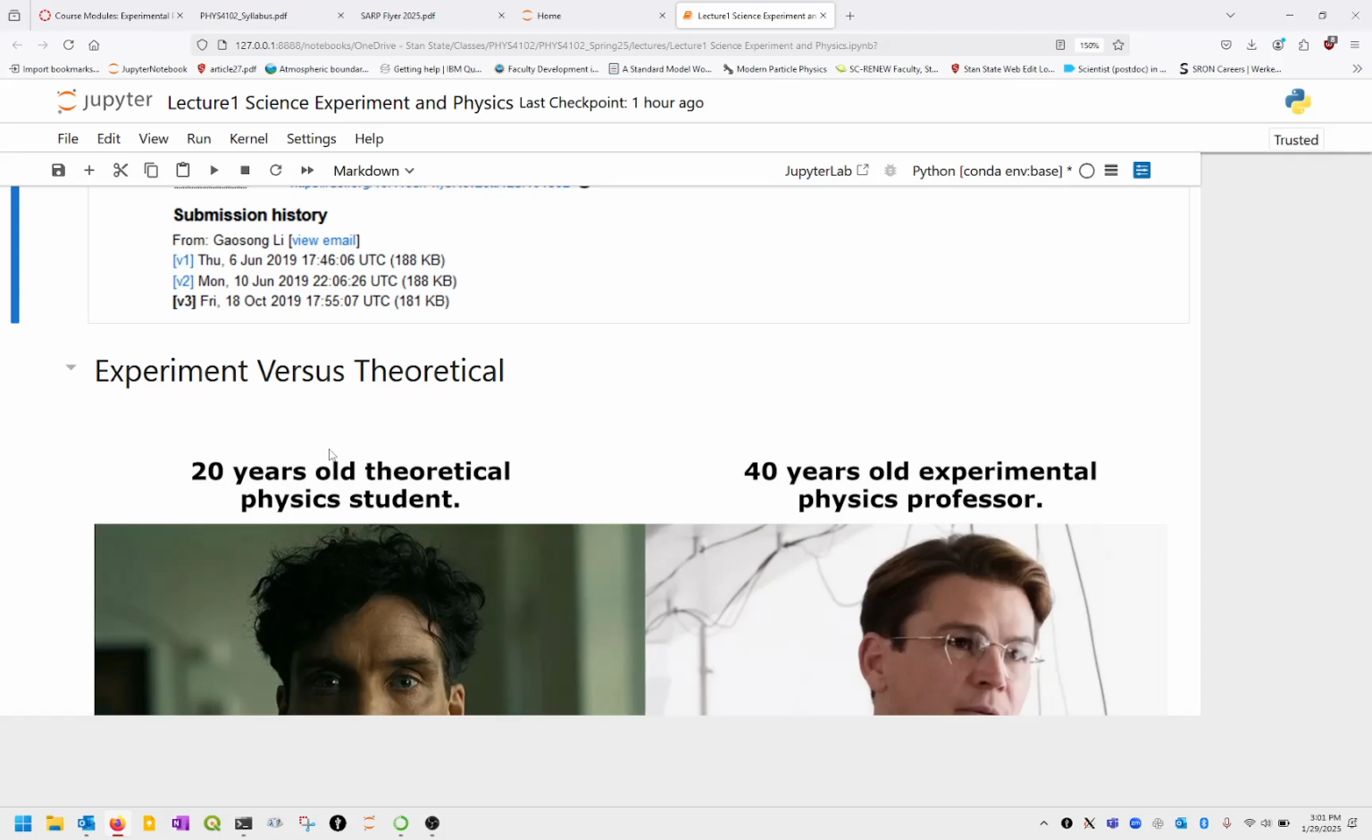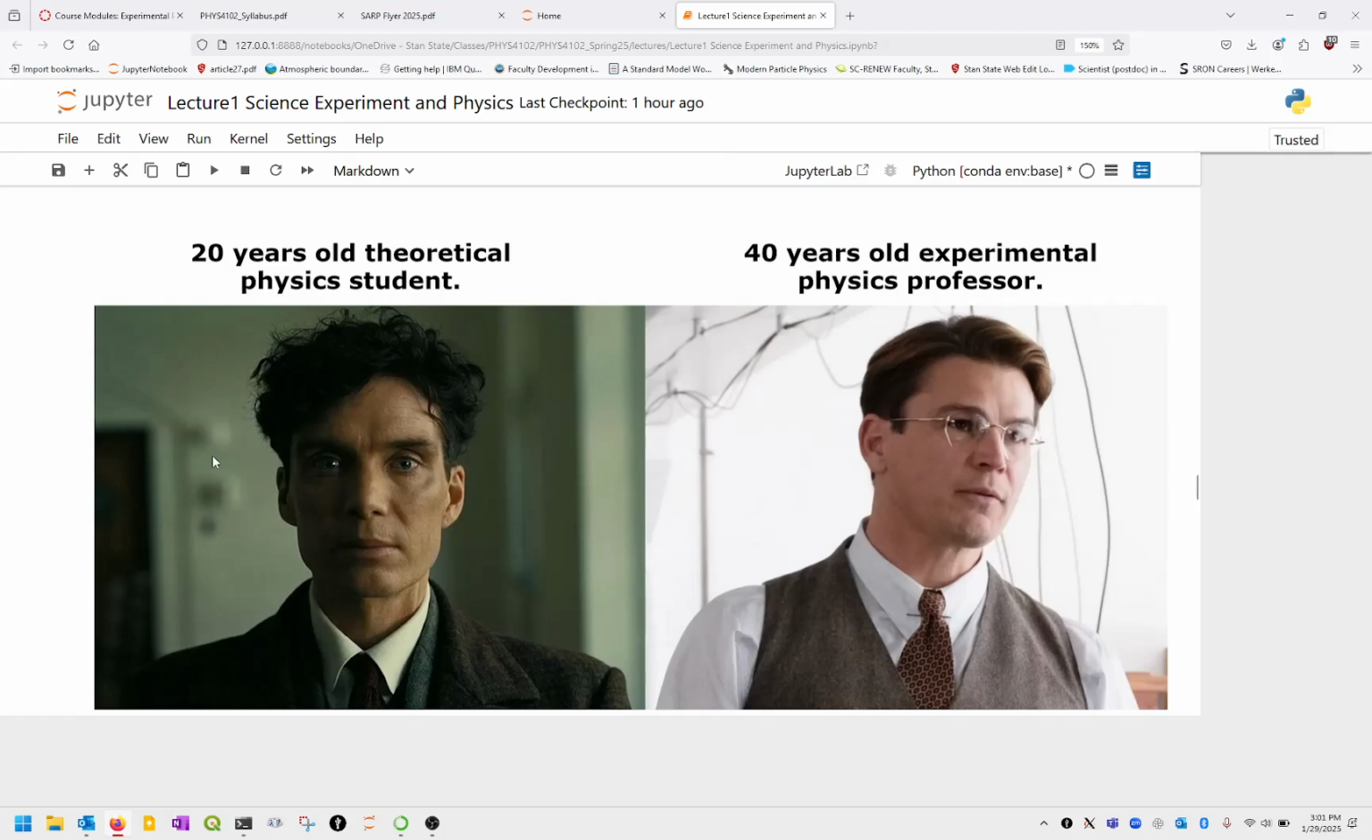The next thing I want to discuss is experiment versus theoretical. This was the question I asked when I was your age. What's the difference between these two? And these are fictional people.